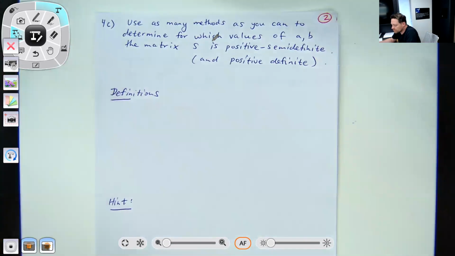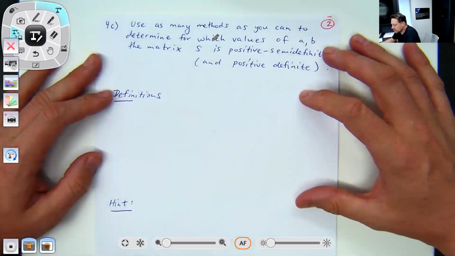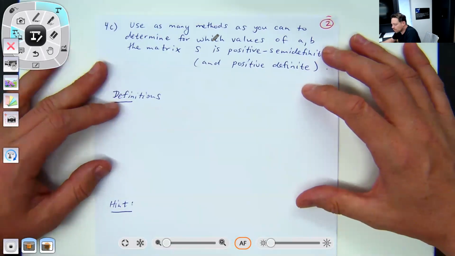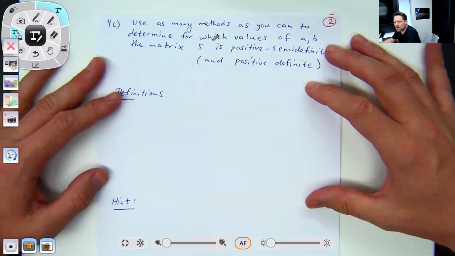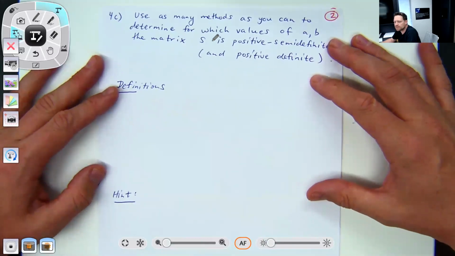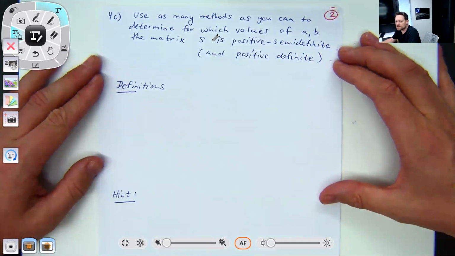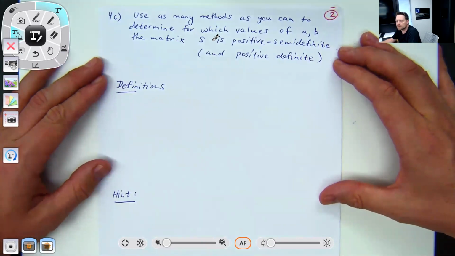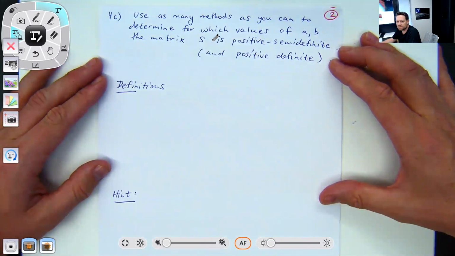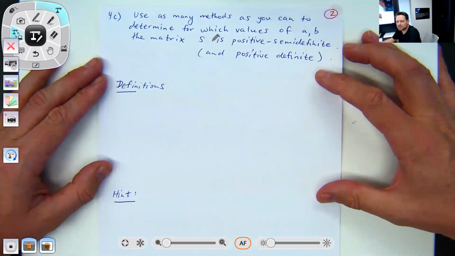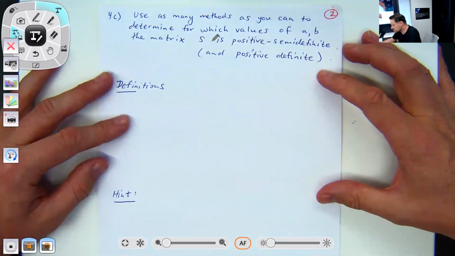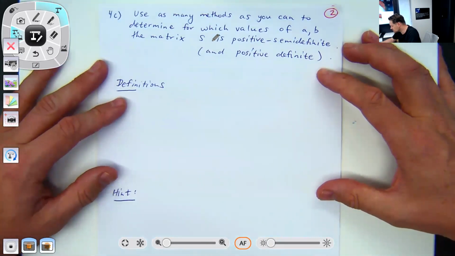All right, so if we're using as many methods as we can, well, I don't think that's quite what was meant in that question. I think what the question means is use as many methods as you need to determine for which values of A and B the matrix S is positive semi-definite and positive definite. Okay, so we need a definition.